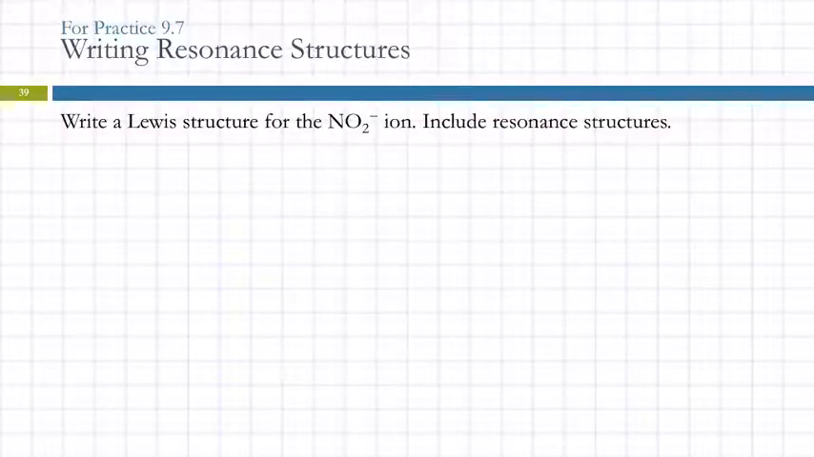So let's do an example with resonance. What's the name of this ion? Nitrite. Nitrite. Write a Lewis structure for the nitrite ion. Include resonance structures. Well, we've got a nitrogen and two oxygens. We kind of have to pick how we're going to put those together.